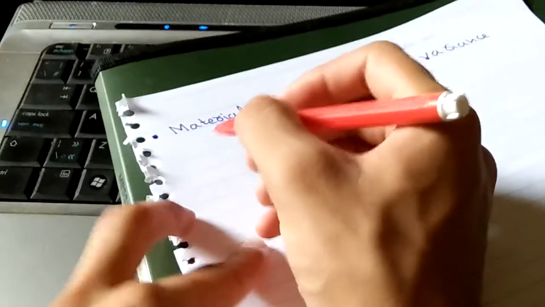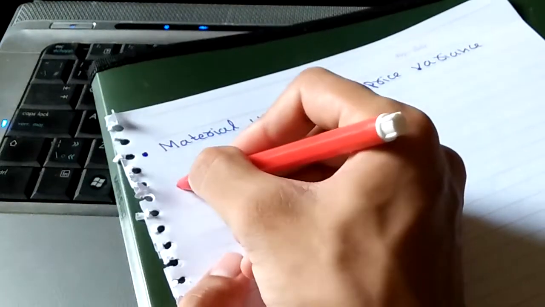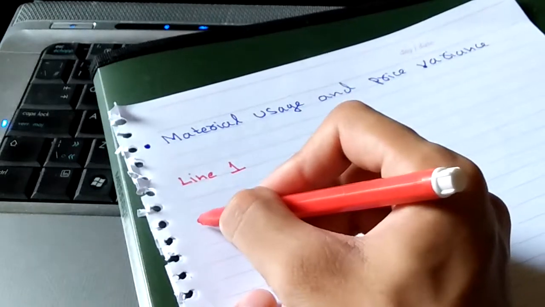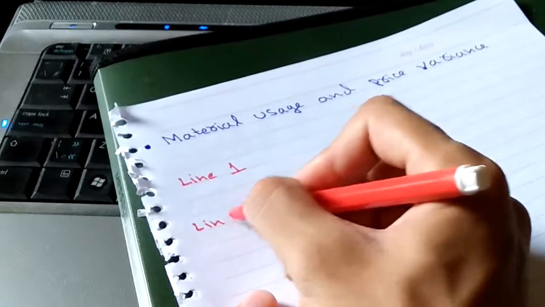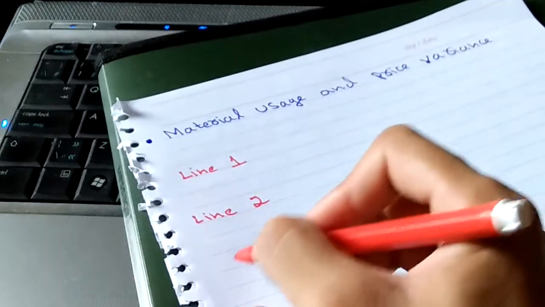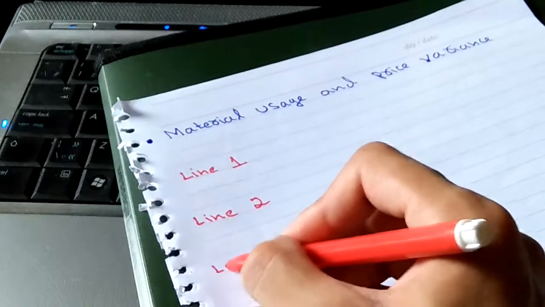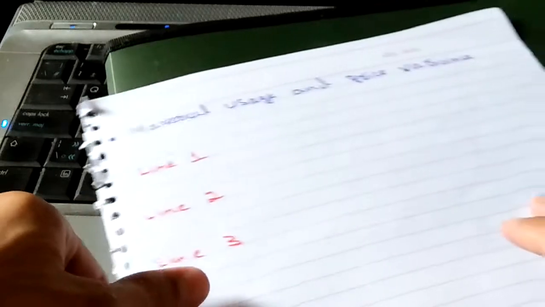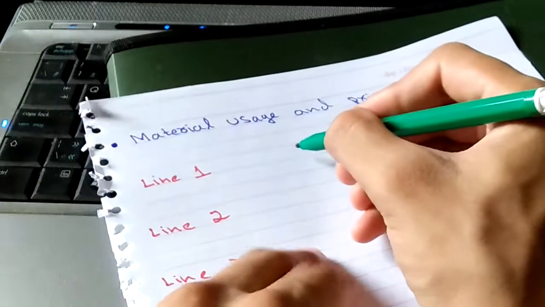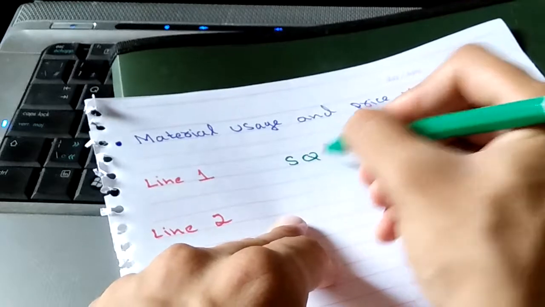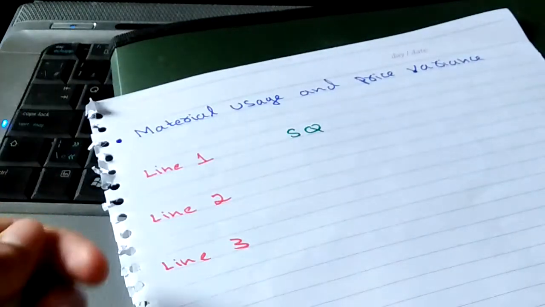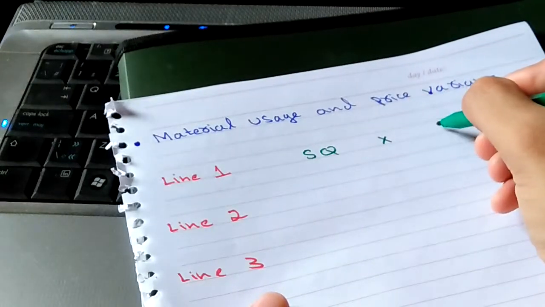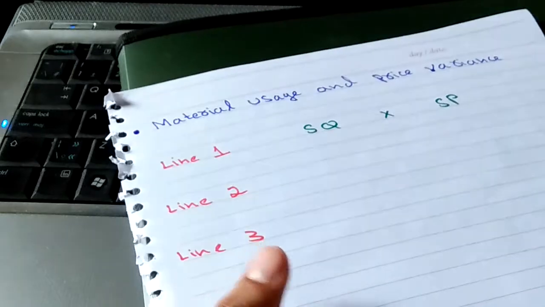First, we will write line number 1, leaving a 2-line gap, and then line 2, and then leave 2 lines and write line number 3. Now in line 1 we have standard quantity, represented by SQ, into standard price. This is line 1.